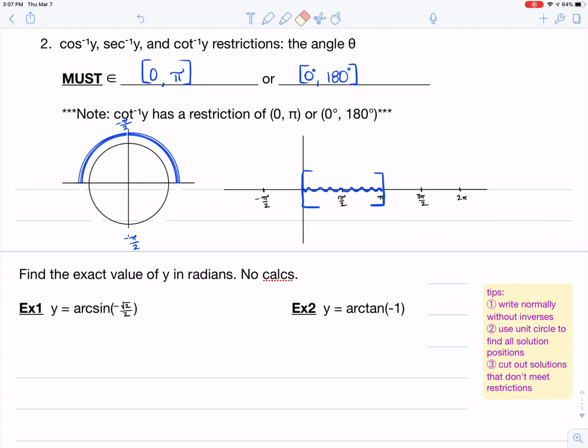Again, I've given you a picture both on the unit circle and on the number line of where my cosine inverse, my secant inverse, and my cotangent inverse restrictions will all lie. It's going to occur in quadrants 1 and 2, whether you're looking at the unit circle or the number line version of that.